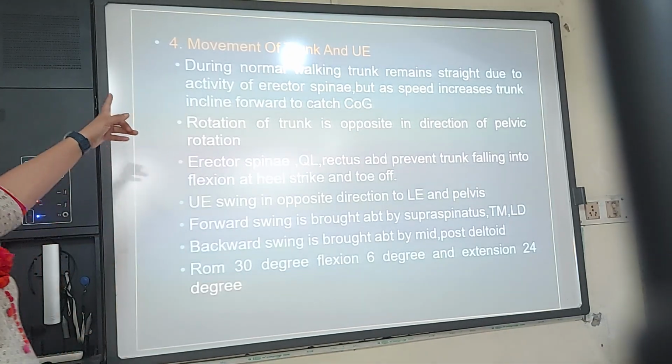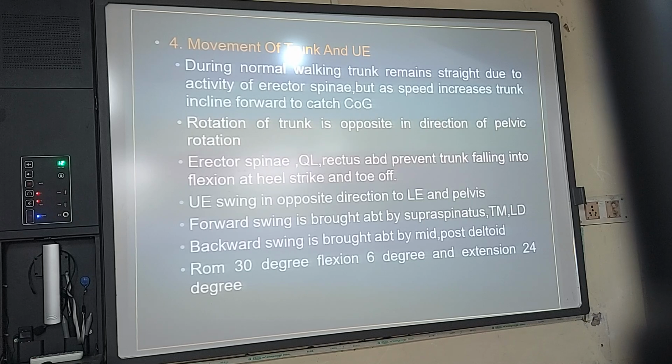So what is happening is, during normal walking, the trunk remains straight. This is because of the activity of the erector spinae group of muscles, because they are very active. But as the speed increases, the trunk inclines forward to catch the center of gravity. So there is a tendency to fall. हम जब run करते हैं तो there is a tendency to fall. We stumble also at that time.